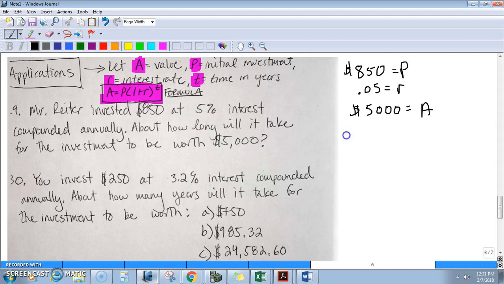So our actual equation that we need to solve is going to be $5,000 is equal to 850 times 1 plus, that 1's important or else it's going to get smaller, 0.05 to the power of t. And since we want to solve for t, we want to solve for an exponent, and our exponent is the variable, we're going to have to use logs. But before we get to the logs, we can divide both sides by 850.